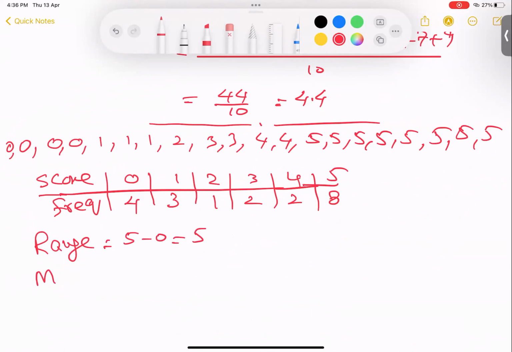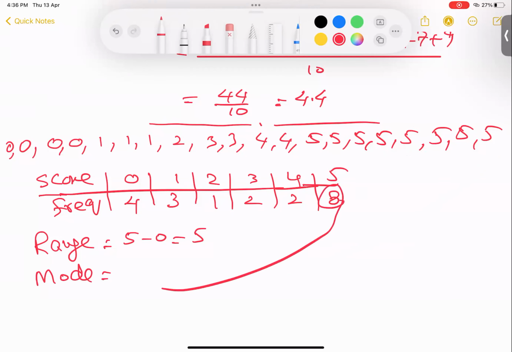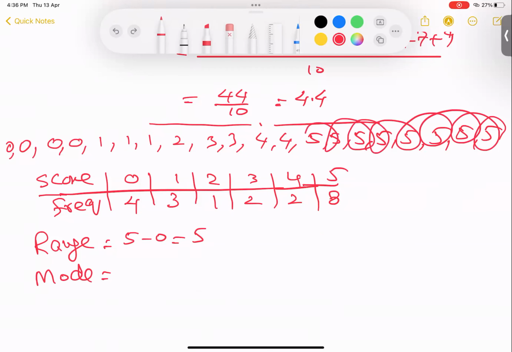Right. Now the mode: what is the maximum repeating number? Although I could count from here, why waste our time? It is given that 5 is coming 8 times, so there is no need to count 1, 2, 3, 4, 5, 6, 7, 8. So the mode frequency is 8.